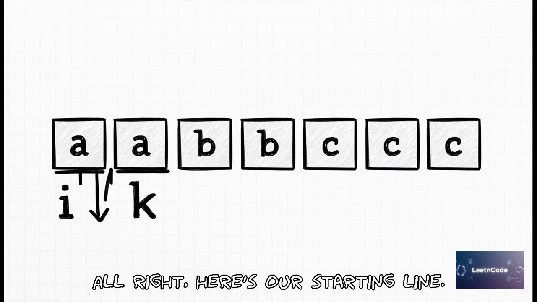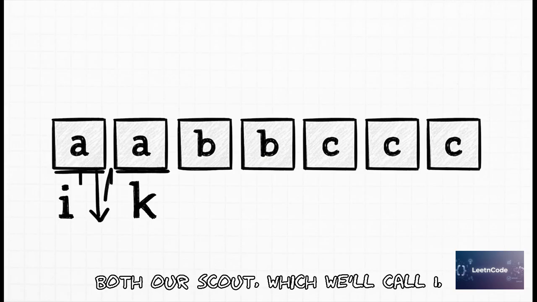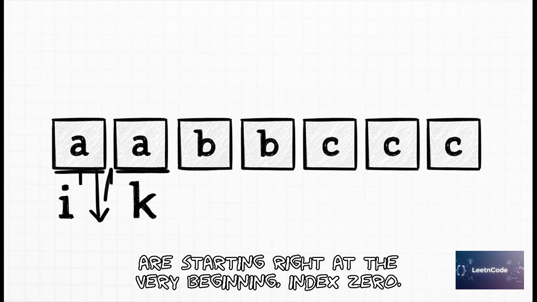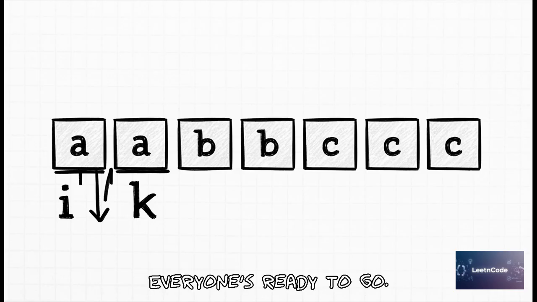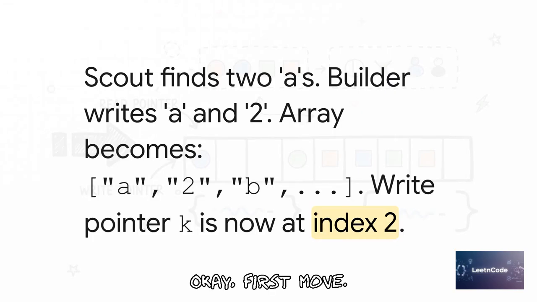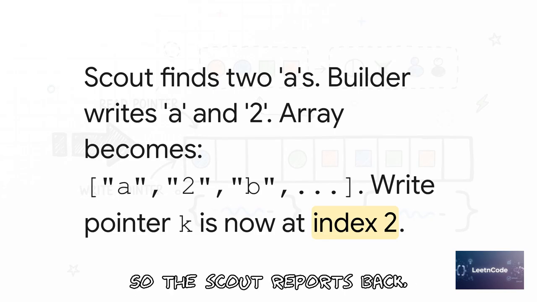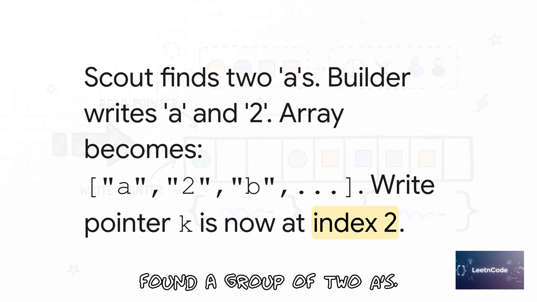All right, here's our starting line. We've got our array, and both our scout, which we'll call I, and our builder, which we'll call K, are starting right at the very beginning, index 0. Everyone's ready to go. Okay, first move. Our scout I takes off. It sees an A. It moves to the next spot, sees another A. Then it sees a B. Aha, the group of A's is over. So the scout reports back: found a group of 2 A's.